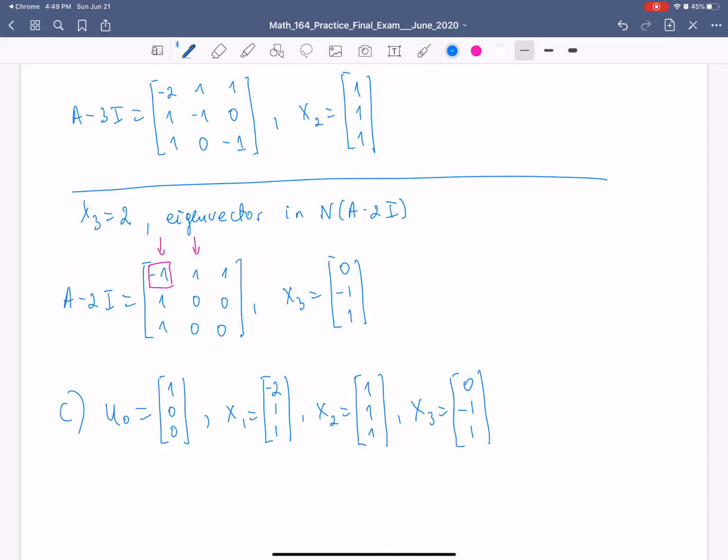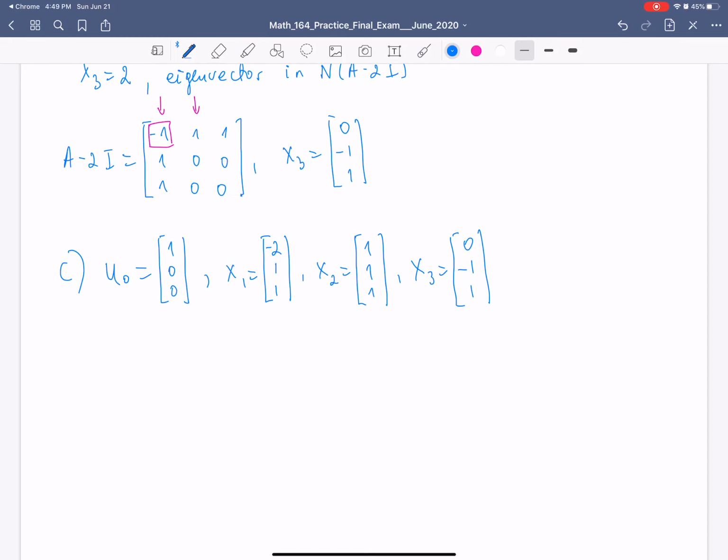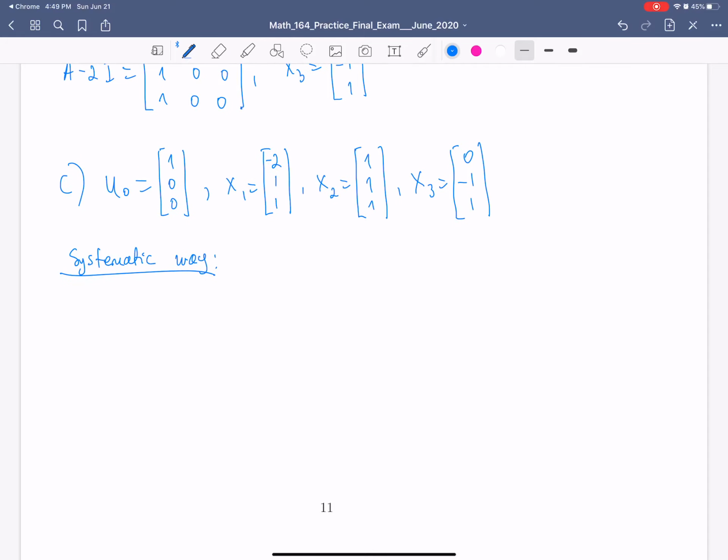Okay, so let me describe a systematic way to do this. Like a procedure, an algorithm that will always work no matter the situation. You're looking for C1, C2, C3 such that this matrix of eigenvectors, negative 2, 1, 1; 1, 1, 1; 0, negative 1, 1, times C1, C2, C3 equals 1, 0, 0. This is what we're trying to solve.